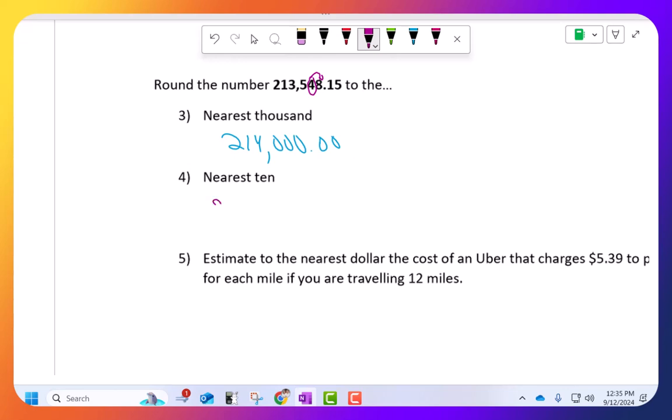So notice you still keep your 2, your 1, your 3. You've got your 5, and then that 4 becomes a 5 also. And so your answer is going to be 213,550.